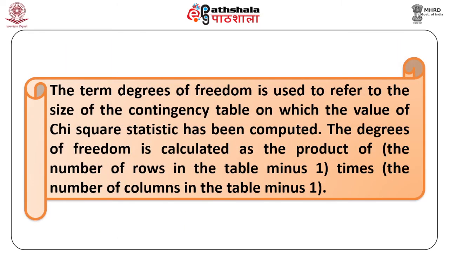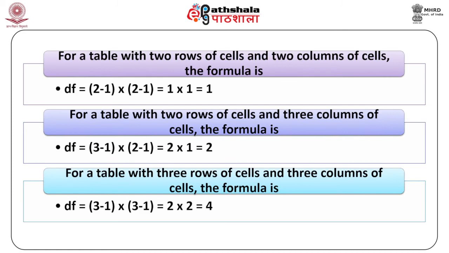The term degrees of freedom is used to refer to the size of the contingency table on which the value of the chi-square statistic has been computed. The degrees of freedom is calculated as the product of the number of rows in the table minus 1 times the number of columns in the table minus 1. For a table with 2 rows of cells and 2 columns of cells, the formula is degrees of freedom equals 2 minus 1 multiplied by 2 minus 1, that is 1 into 1, which is equal to 1.